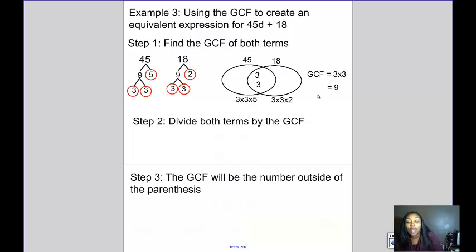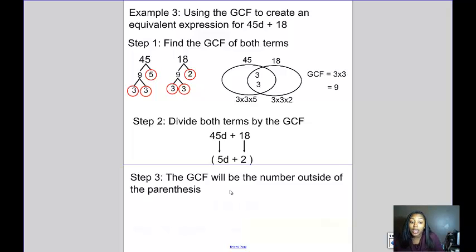And we noticed that both 45 and 18 had two 3s in common, which means the greatest common factor is 9. So now we know that 9 is common with 45 and 18. So that's actually going to be the term outside of my parentheses, and I'm going to take both of the terms and divide them by 9. So 45 divided by 9 gives me 5, and because it's 45d, I'll have 5d. And then I can divide 18 by 9, and that gives me 2.